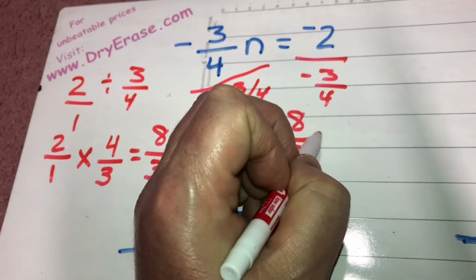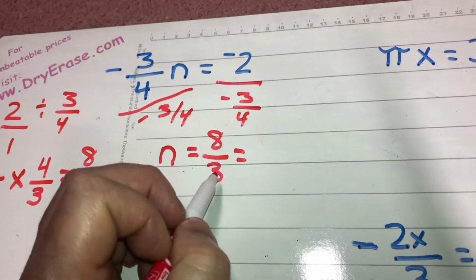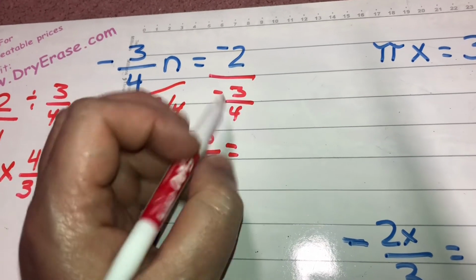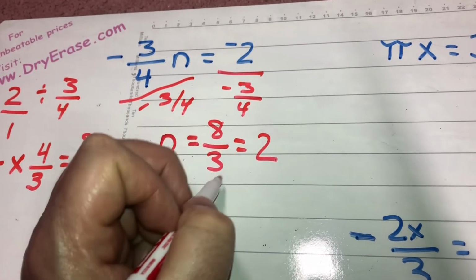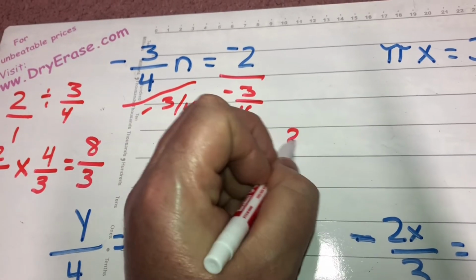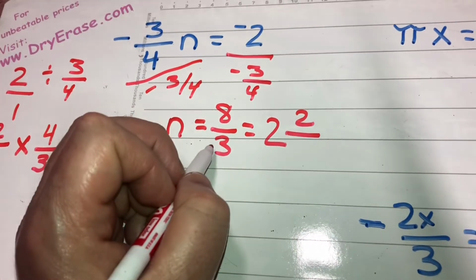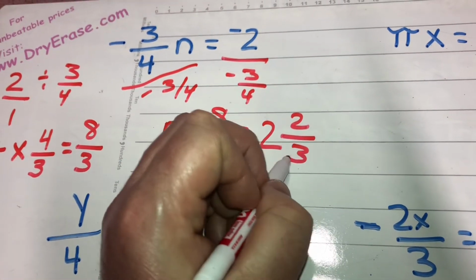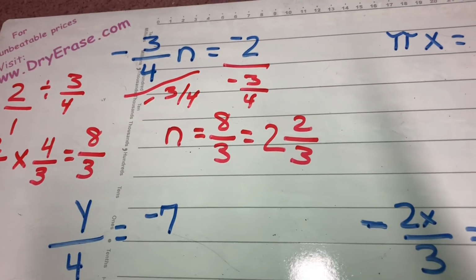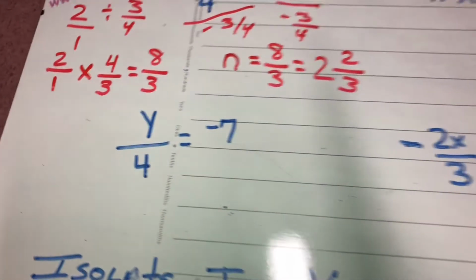If I wanted to turn it into a mixed number, I could. 8 divided by 3, 3 can go into 8 twice. If I take 3 into 8 twice, there are 2 left over because 3 times 2 is 6. 8 minus 6 is 2. My denominator here is 3. My denominator there is 3. All right, let's look at the next one.